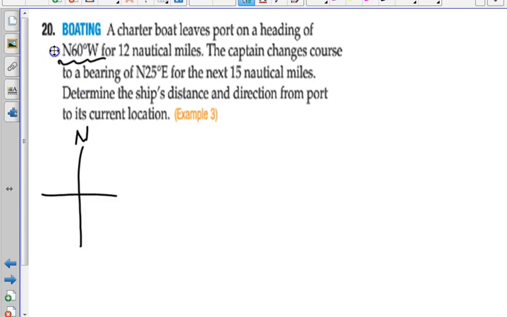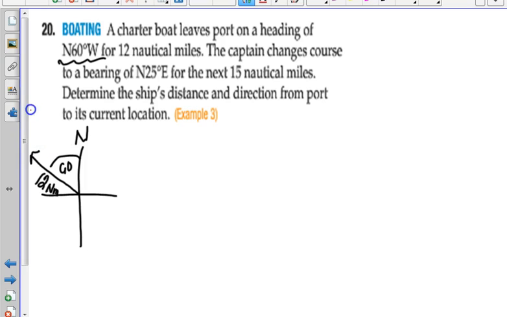No. When we have this notation in our book, it means off of north, go 60 toward the west. Now, that's not the angle we're going to want to use in a minute, right? Because for our components, we want off the positive x-axis. And it was 12 nautical miles. Okay. Then it says the captain changes course to a bearing of.